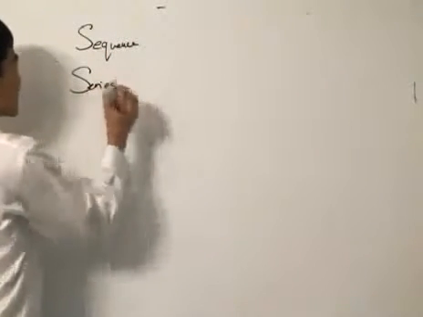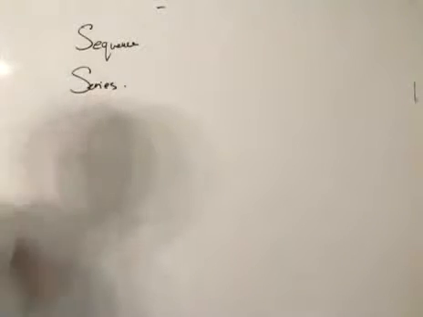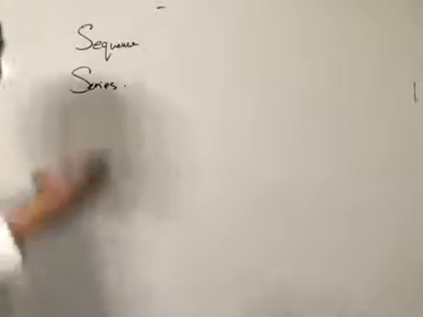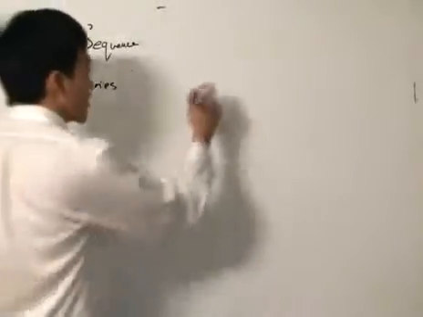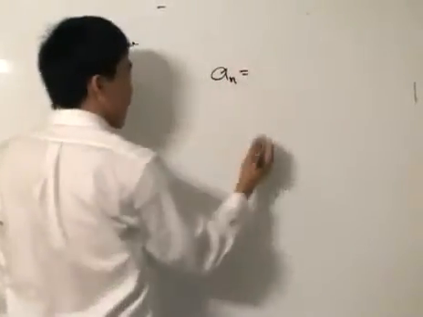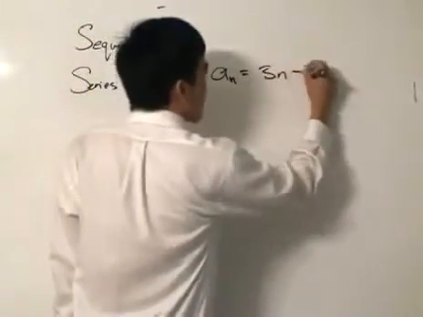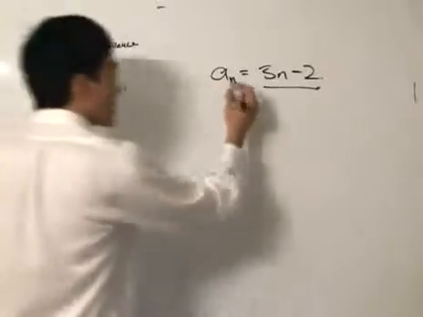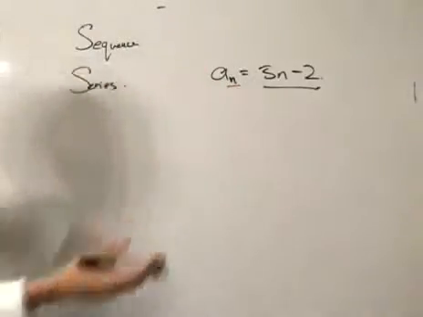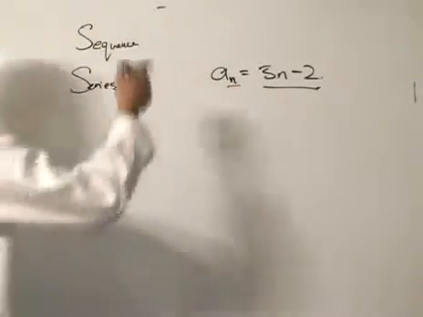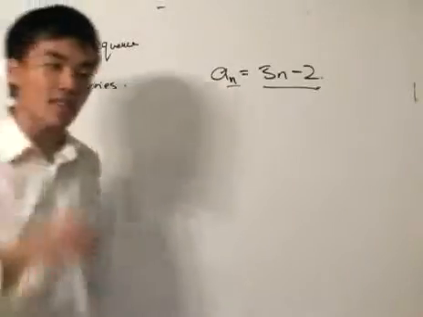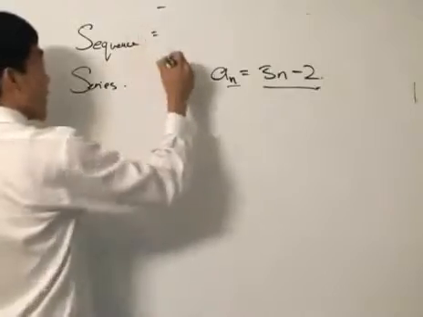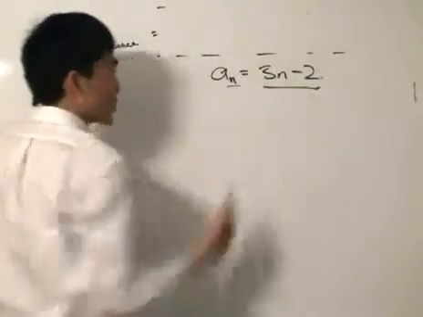Formally stating, a sequence is a function that assigns a value to a certain integer, and usually that function is defined as an. Let's just say 3n take away 2. This would be the value that we assign to the integer, and the integer is the n over here. This integer also tells us the term of the sequence. So a sequence gives us a line of numbers all corresponding to this function.